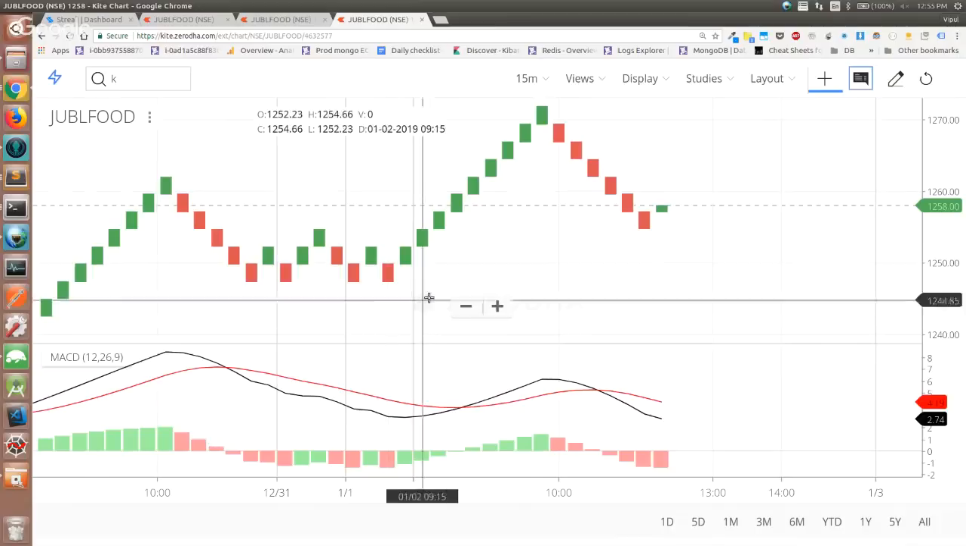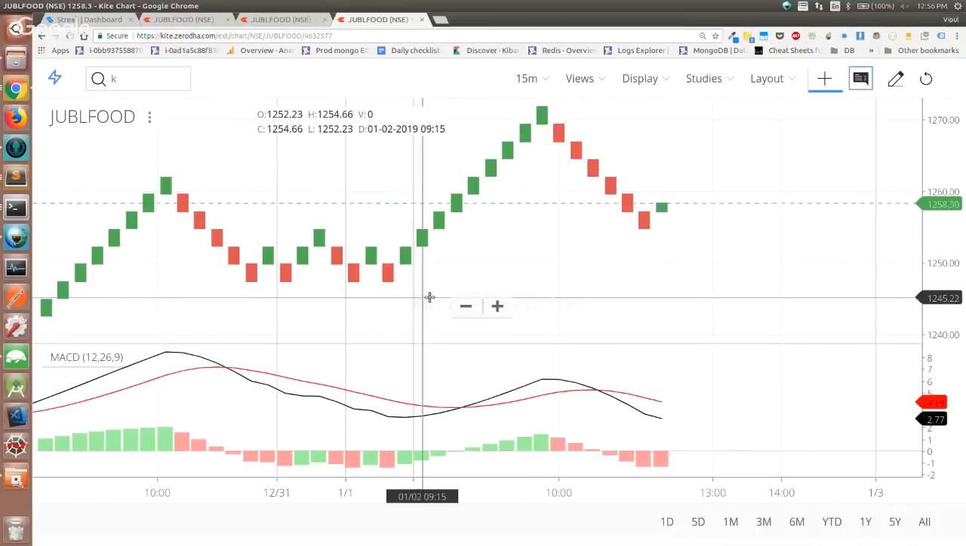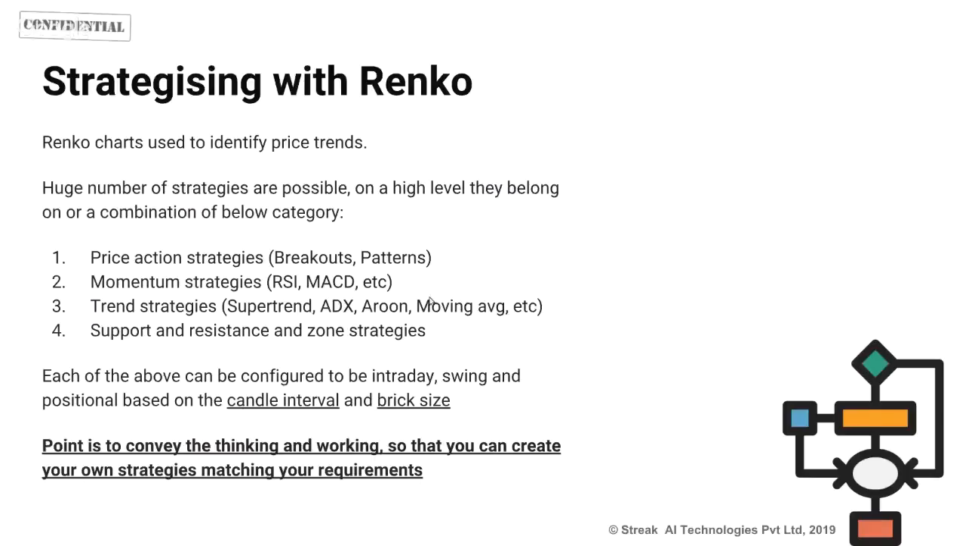The reason is that when Renkos are being formed, when they account for a price movement, you cannot differentiate, as with a candlestick or the data you have, at what price how much volume got traded. So Renko doesn't account for any volume based momentum. It's just price trend indication, right?